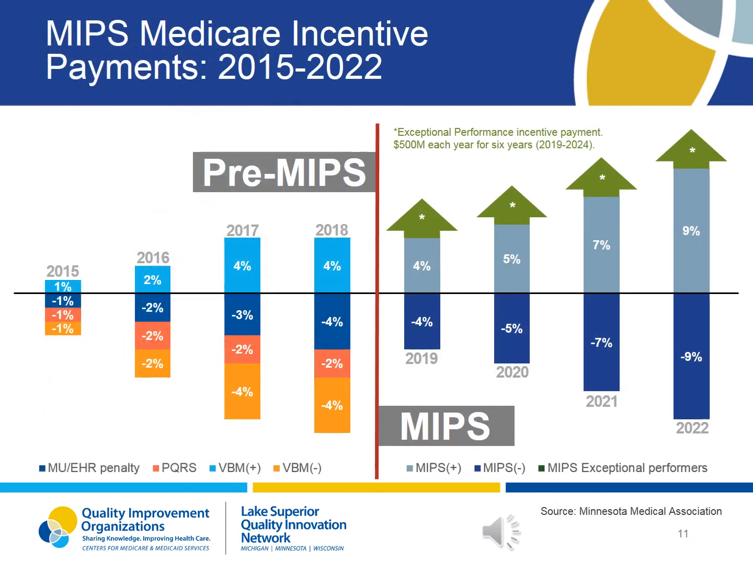Let's take a look at the MIPS payment incentives as compared to prior CMS reporting programs. The left-hand side of this infographic shows the years in which payment adjustments were and will be applied under the Meaningful Use, PQRS, and Value-Based Modifier programs. The payment adjustments for these programs conclude at the end of 2018.